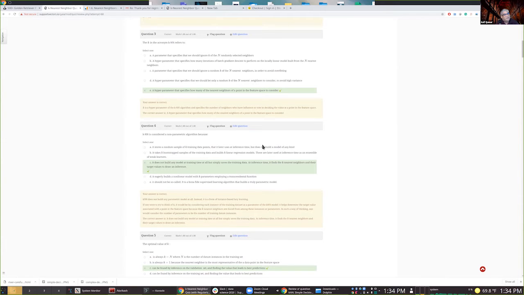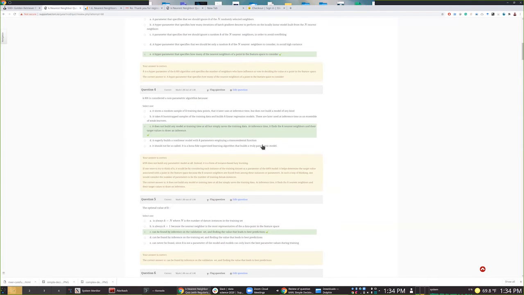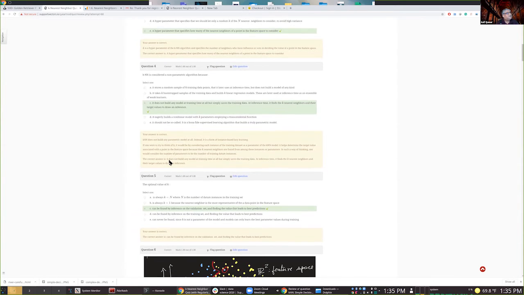Next question: KNN is considered a non-parametric model because, the correct answer is, it does not build any model at training time at all, but simply saves the training data. At inference time, it finds the K nearest neighbors and their target values to draw an inference. Put it together. So Asif, that is the lazy evaluation, right? It is also a lazy evaluation. In fact, that is one of the questions I ask here.